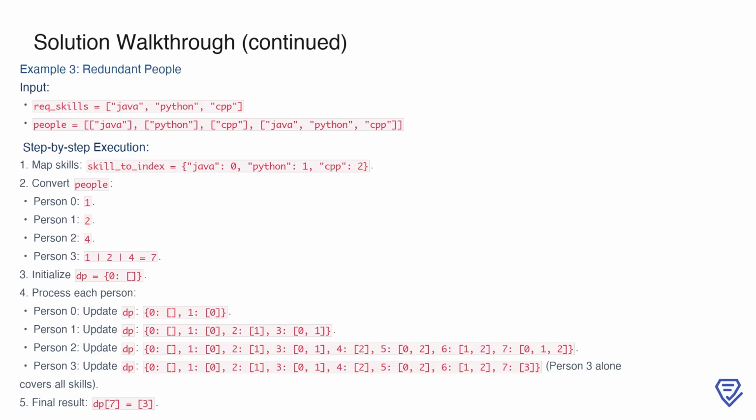Person 2 knows CPP, resulting in a bitmask of 4. Lastly, person 3 knows all 3 skills, so their bitmask is 7, which is 1, 2, and 4. Starting with dp equals 0, we process each person.